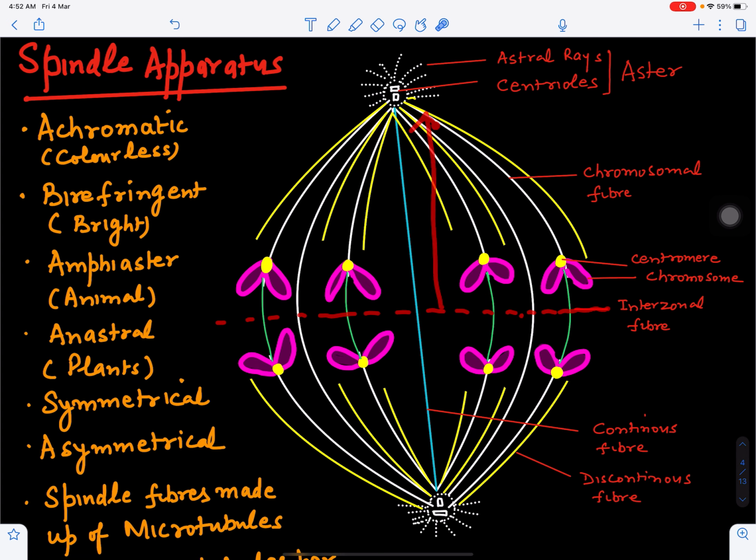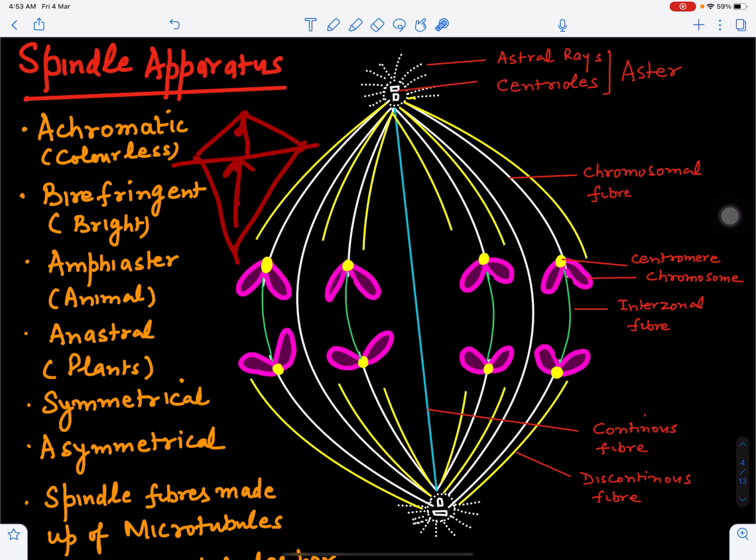If it is equal on both sides, then it is called symmetrical, as we can divide it into two equal halves. And if it is not symmetrical, supposing this is the spindle apparatus and one part is long and one part is small, with no equal parts, then it is called asymmetrical.